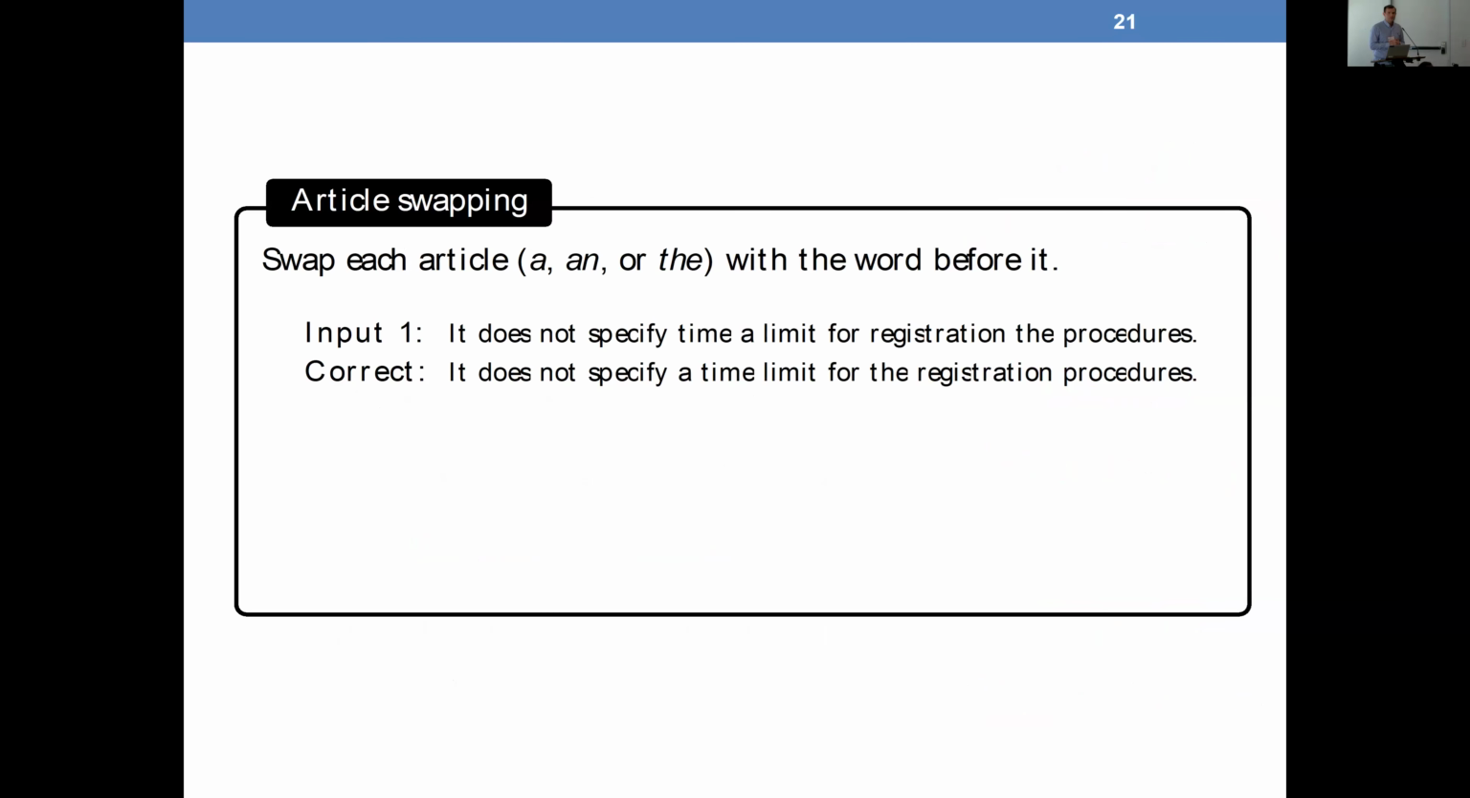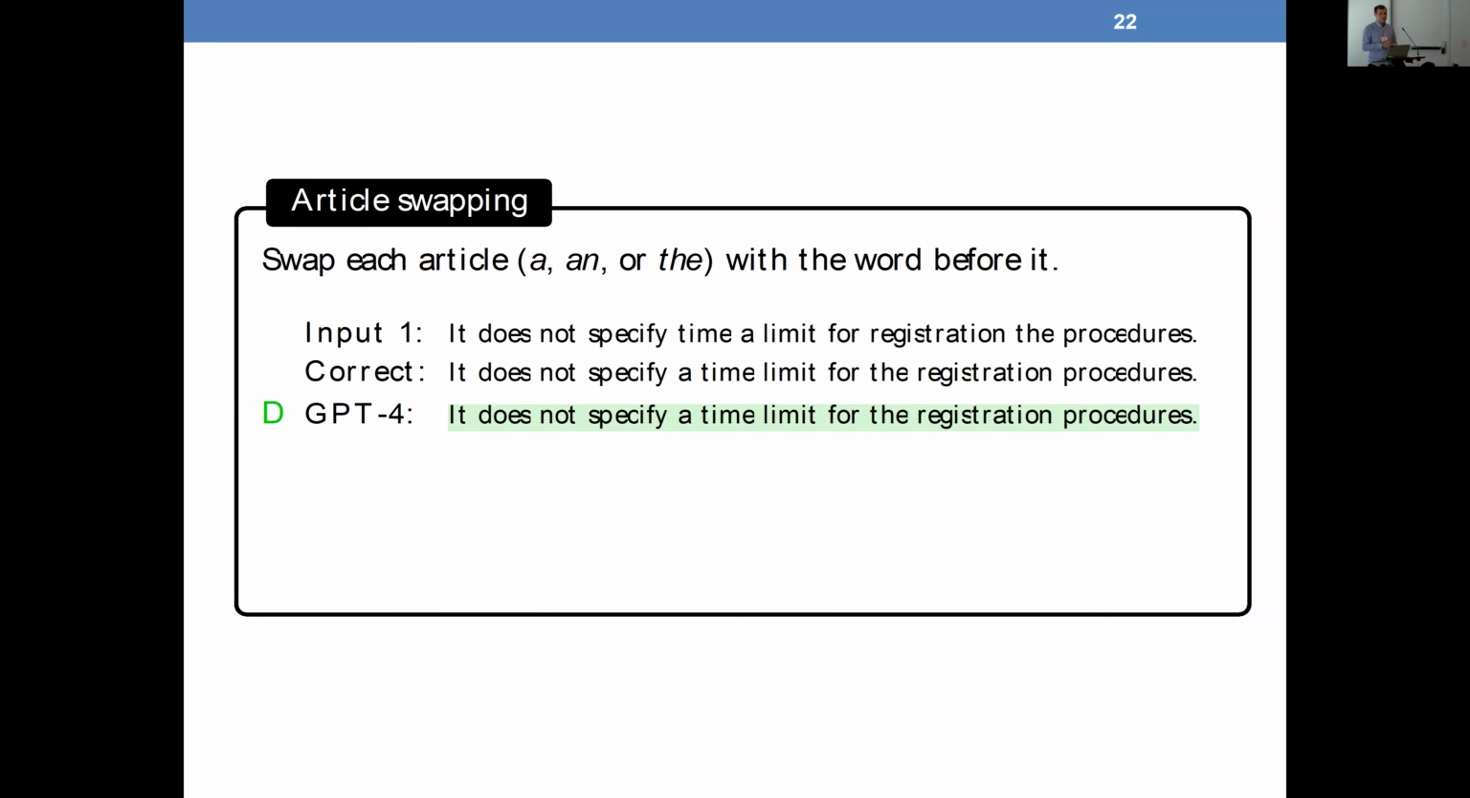So we can investigate this by looking at how language models perform on some actual examples. First, here's an example where the correct answer is a high probability sequence of words. The sentence, "It does not specify a time limit for the registration procedures." This is a very plausible grammatical sentence. We got it from a newspaper article. And when the correct output is that sentence, GPT-4 gets it exactly correct.